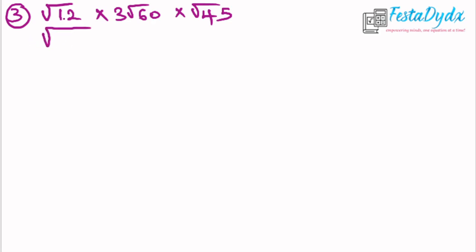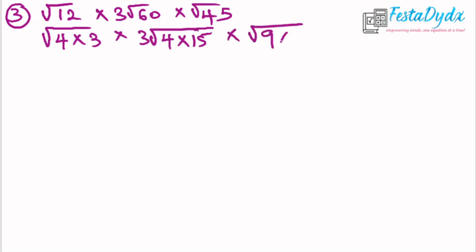Number 3, root 12 times 3 root 60 times root 45. So now this is not in a simplified form, so we have to break it down to their simple form. 12, we have two factors to be 4 times 3. Then we'll have here times 3. Then factors of 60 should be 4 times 15. 4 is the perfect square. Then 45 should be 9 times 5.